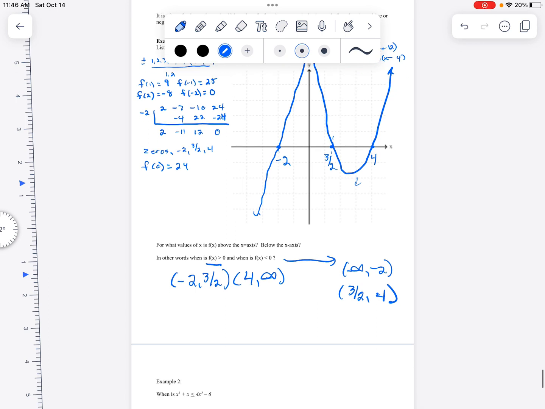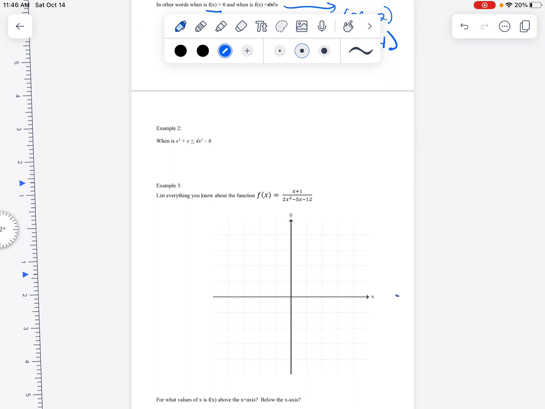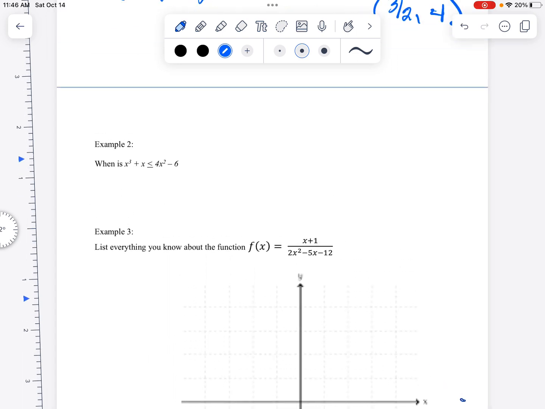We can use that same idea when we're solving inequalities. For example, I want to know when x to the third plus x is less than or equal to 4x squared minus 6. Well, one way you can do this is graph x to the third plus x. And you could graph 4x squared minus 6, find their intersection points, which is no easy feat, and then find the intervals where the blue is less than the pink. That would be here and here. That's a lot of work, especially for those intercepts.